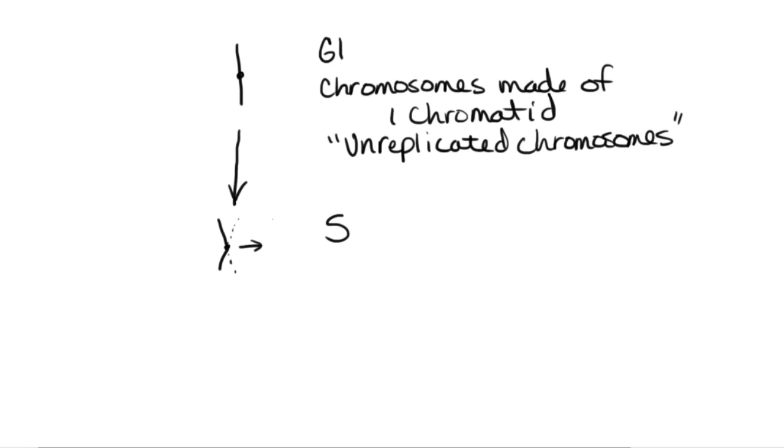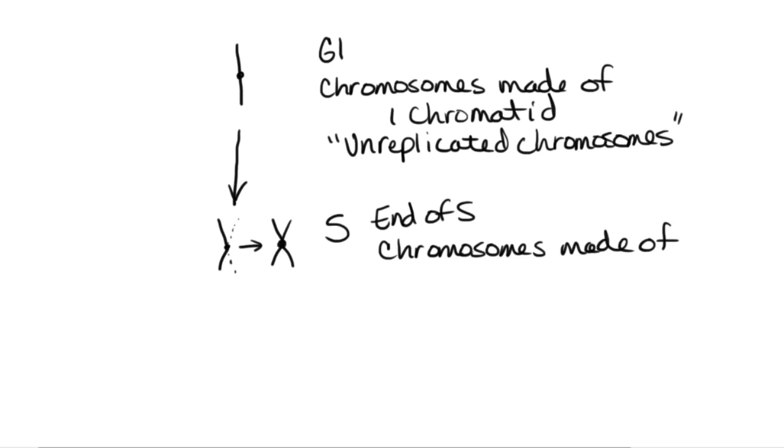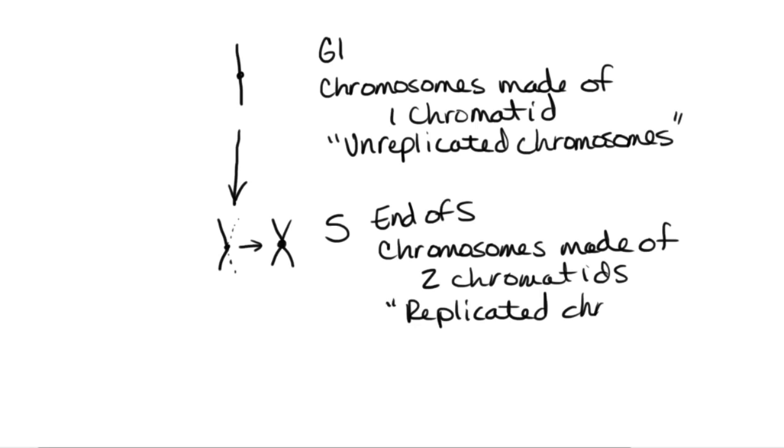So by the time we get to the end of S phase, we've got 2 copies of it. So at the end of S, we will have chromosomes made of 2 chromatids. And these will then be what we call replicated or duplicated chromosomes. They have really twice the information there. They've just got a copy of it. So again, each of those sides would be what we would call a sister chromatid. They are identical to each other in every way.